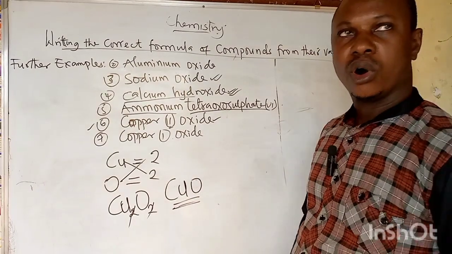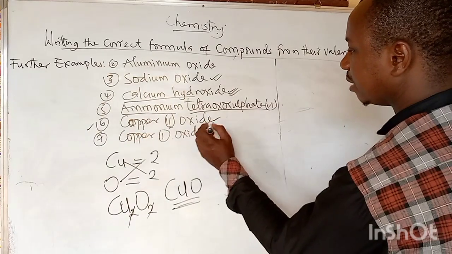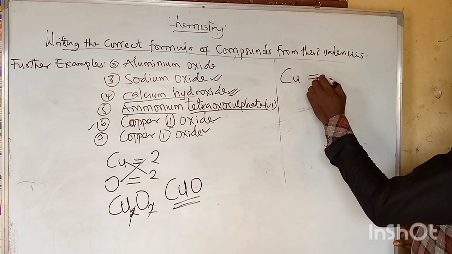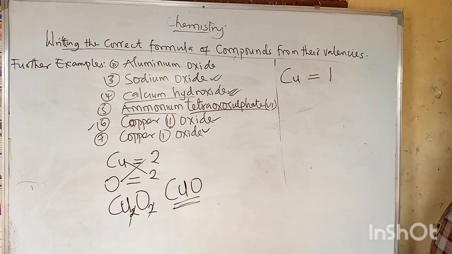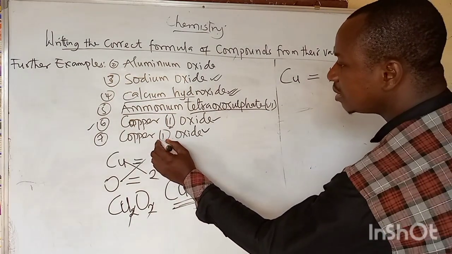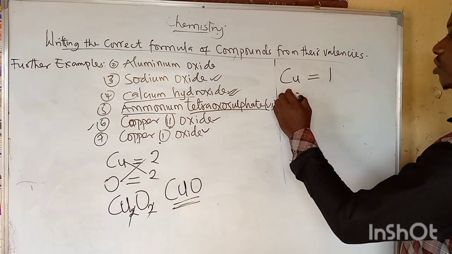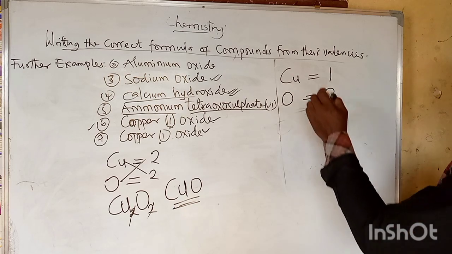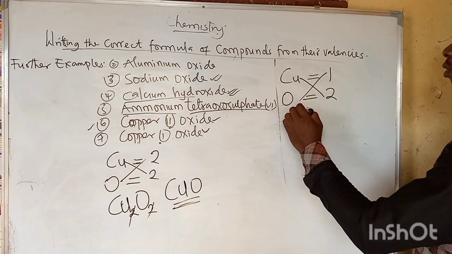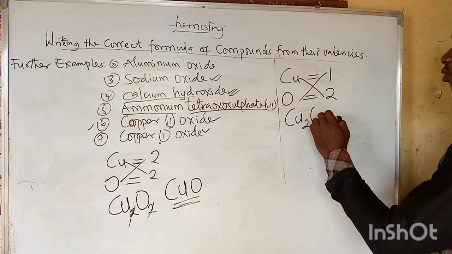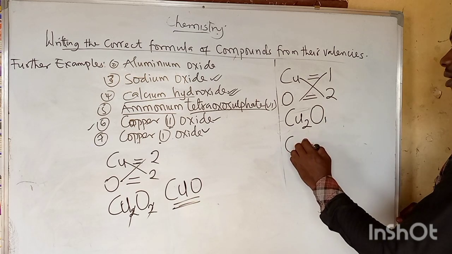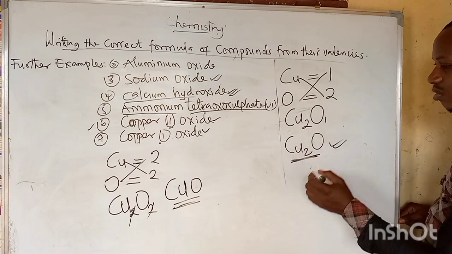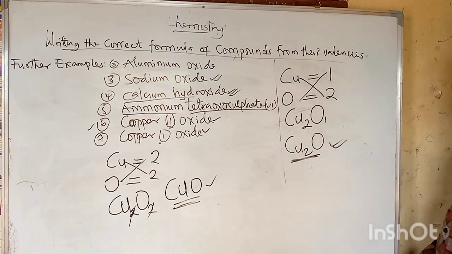Now, copper 1 oxide, the last example there. Cu is the symbol for copper. Copper 1, which means copper has that 1. Copper 1 is the valency of this copper. Oxygen is 2, the normal 2 oxygen has. So when they exchange their valency now, copper will now take 2, oxygen will now take 1. Remember, it's the same thing as this. So this is copper 1 oxide, and this is copper 2 oxide.